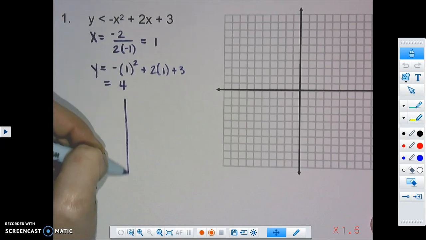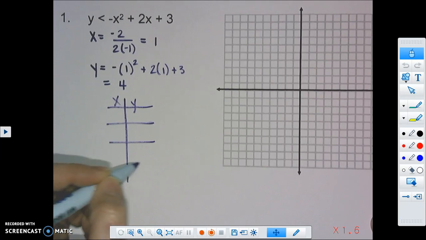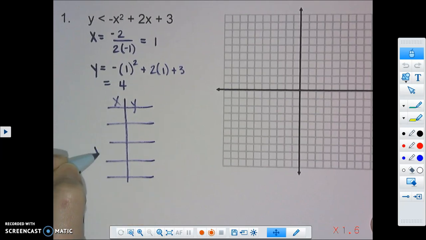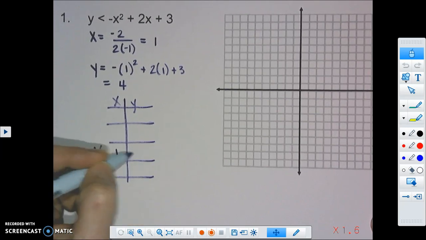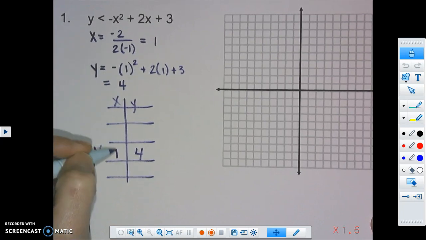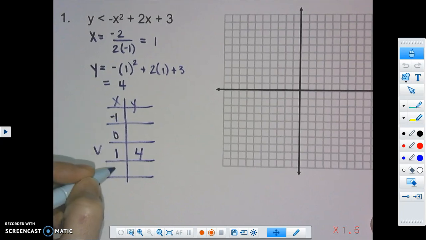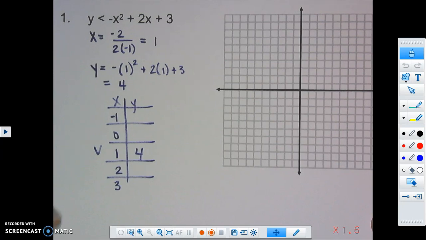That means that we're going to create our table, and we need 5 points in the table. Our vertex is the center point. (1, 4) is that vertex we just produced. We need to go 2 spaces up and down. It doesn't matter which way you go first. And then we're plugging in those values to figure out the y-coordinates.